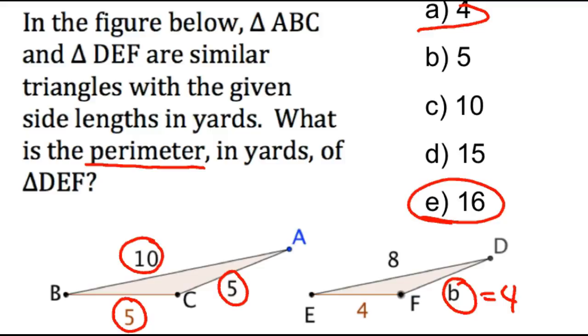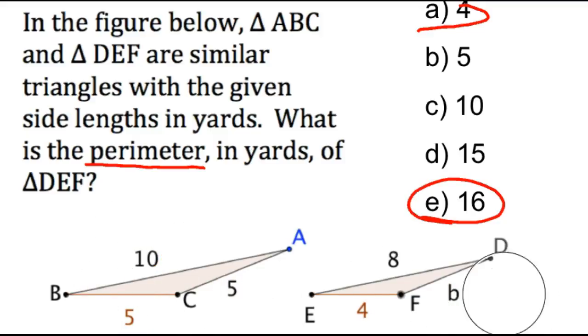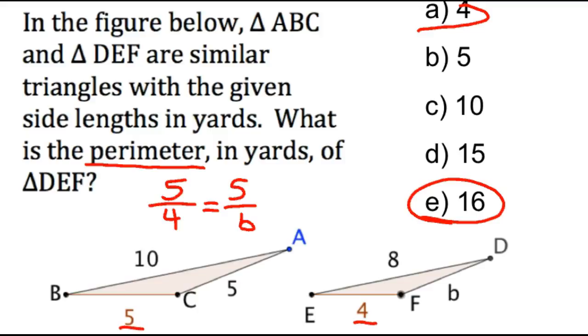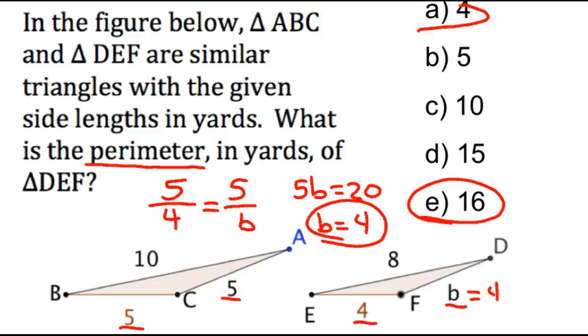Now, if you didn't know that about isosceles triangles, you'd have to set up a proportion. So the scale factor, if you want big triangle to little triangle, would be 5 to 4 equals 5 to B. You can set up a proportion, cross multiply and solve it. So 5B equals 20, and so B equals 4. And so you know that length is 4.